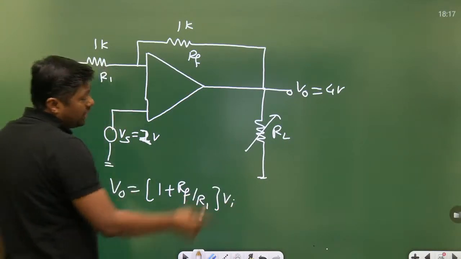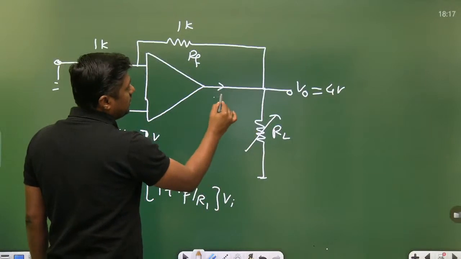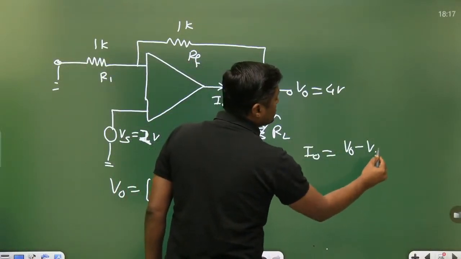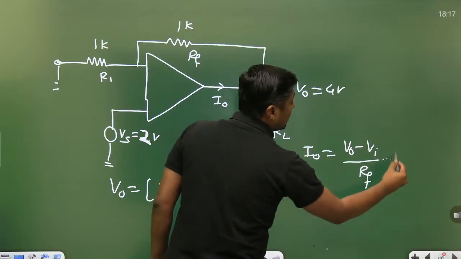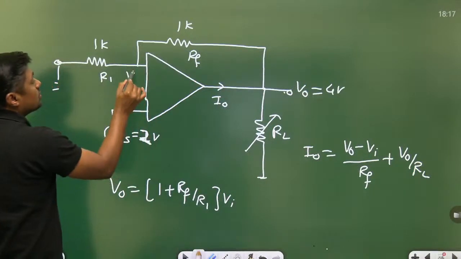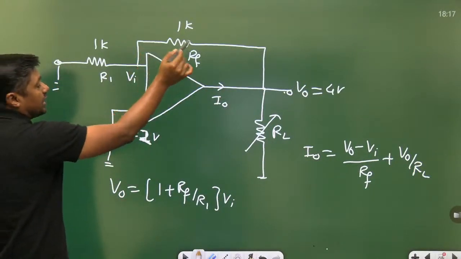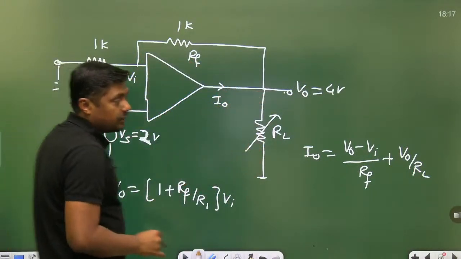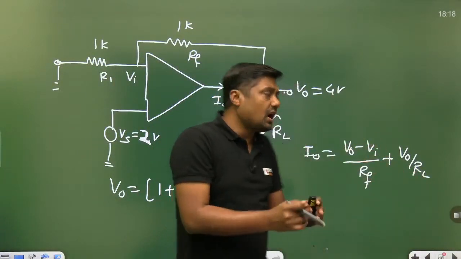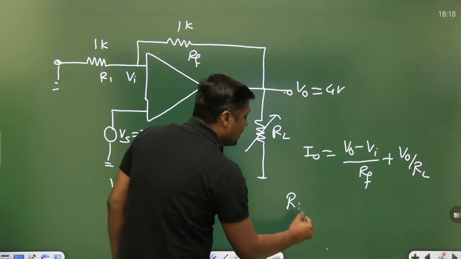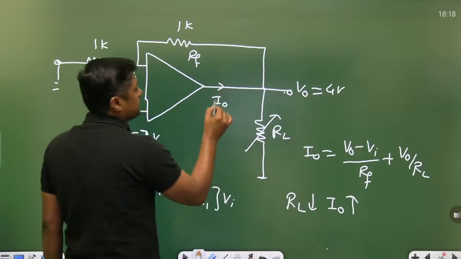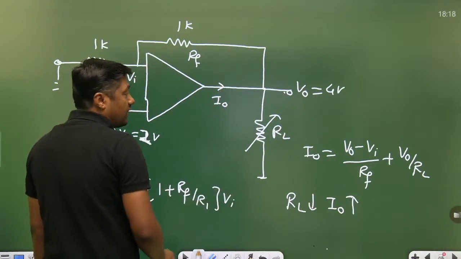But when we are changing the value of the current, already we have solved. So what is the I0? I0 is equal to V0 minus Vi upon RF plus V0 upon RL. V0 minus Vi, because of the virtual short concept, upon RF plus V0 by RL, that is the current. But suppose I am decreasing the RL, what about the current? I am decreasing the RL, the current given by the operational amplifier increases.